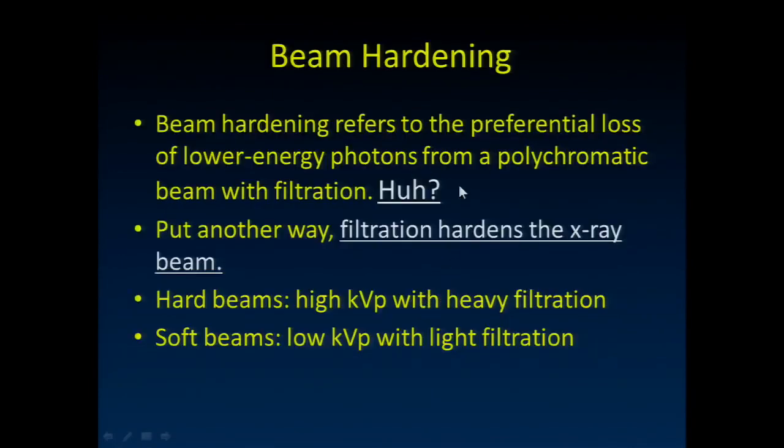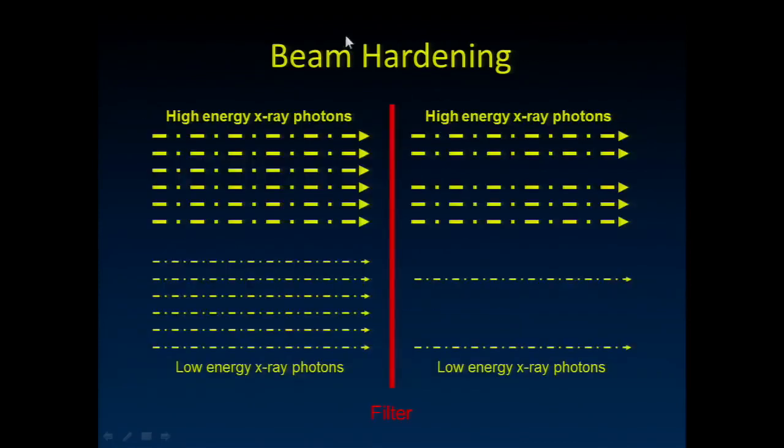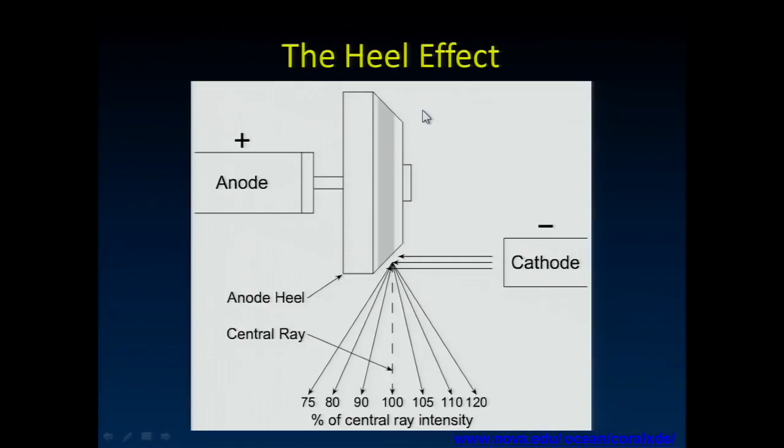Beam hardening refers to the preferential loss of those lower energy photons from a polychromatic X-ray beam. What does that mean? Filtration hardens the X-ray beam. It makes the average energy higher. So if we want hard beams, beams that are going to penetrate things very nicely, like if we're imaging through this pelvis with the bones there, we want a higher kV with some heavier filtration. Beam hardening, I just showed you, right? It's the same picture as for filtration, because that's what filtration does, harden the beam.